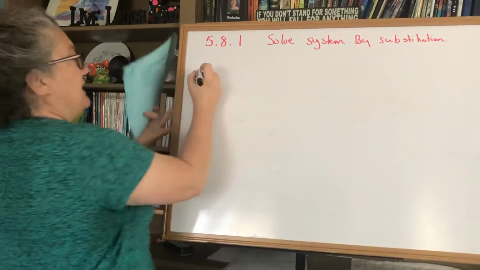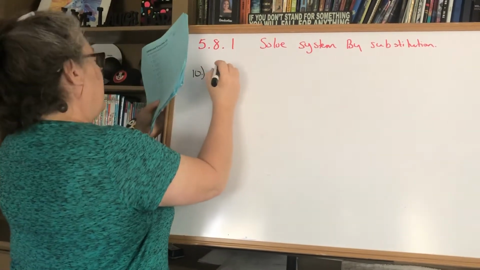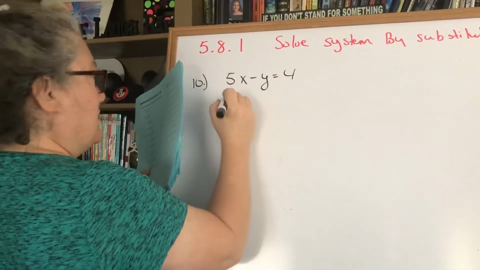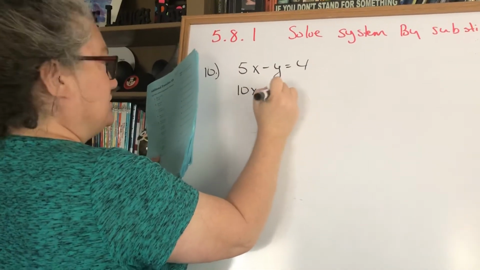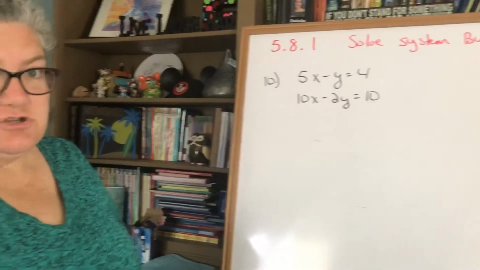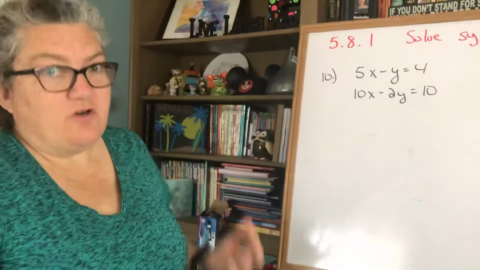Let's do number 10. Jump down there a little bit. 5x minus y equals 4. 10x minus 2y equals 10. Now it says to solve by substitution, so guess what we have to do? We have to solve by substitution.